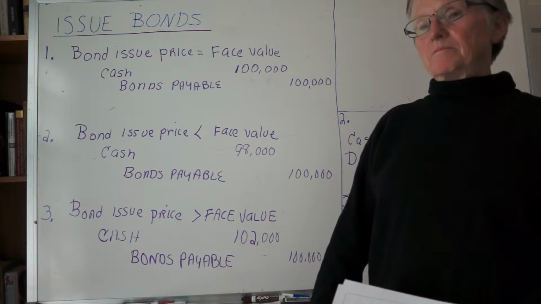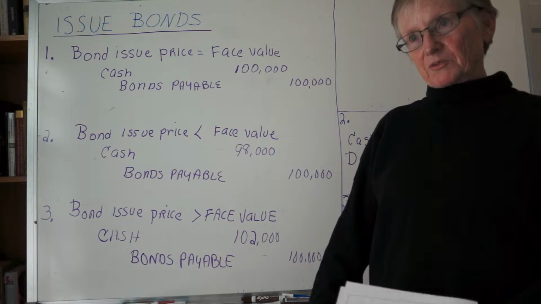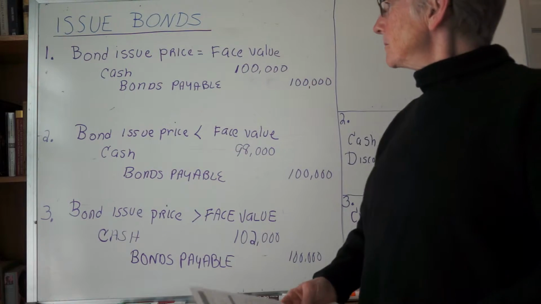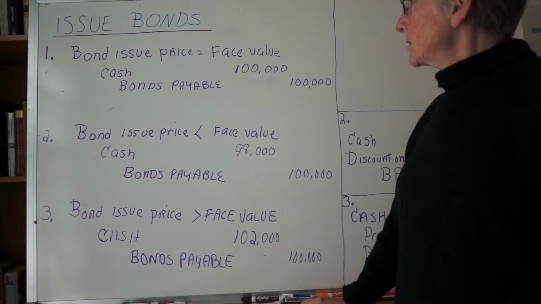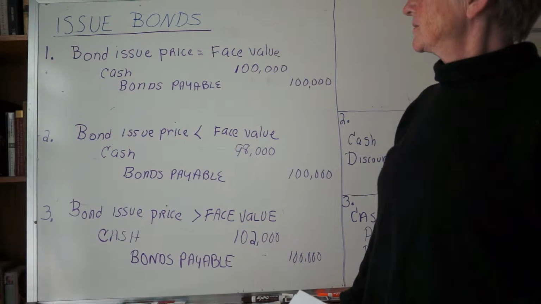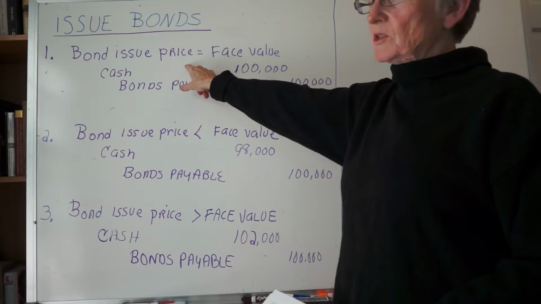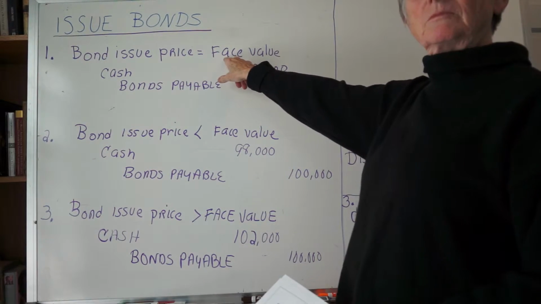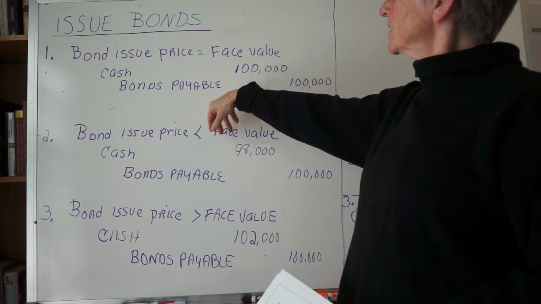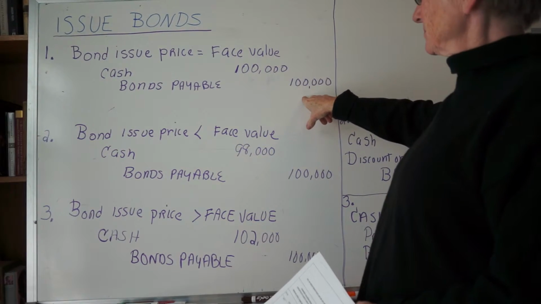Because of the market conditions, when we sell the bonds on the market, we have to take whatever the market is paying that day. There's three things that can happen. The bond issue price can equal the face value of the bond. That means the proceeds, the money we get when we issue the bond, will equal what we have to pay back when the bond is at its maturity. In other words, we get cash of $100,000 and we will pay back $100,000.